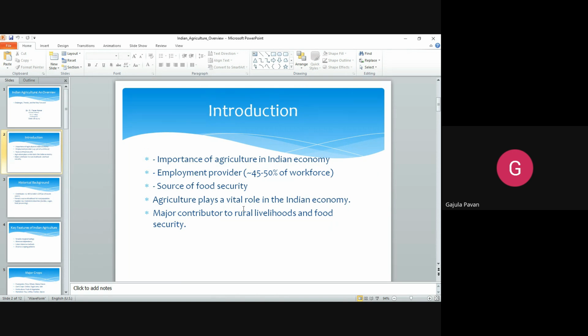The agriculture sector is providing nearly 45 to 50% of the workforce of the total population in our economy, and agriculture is the main important source for food security. No doubt at all, agriculture plays a vital role in the Indian economy, and it is a major contributor to rural livelihoods and food security.